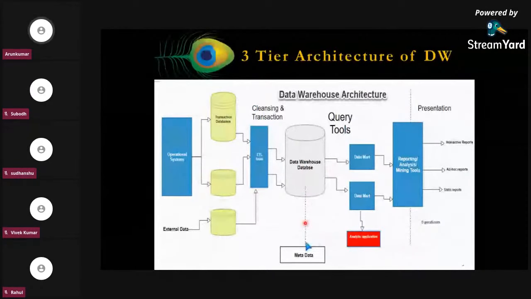Along with that, you are also storing metadata. This is the place where all your important data warehouse data will be stored. Then in order to access the values present here, we are using some query tools. Those are nothing but data marts, reporting, analysis, and mining tools. What is the outcome of these things? You will get interactive reports, ad hoc reports, and static reports. So this is basically the overall picture of your data warehouse architecture.